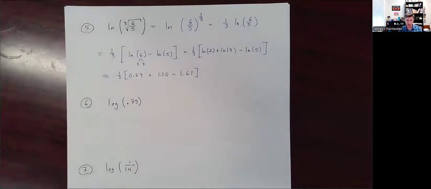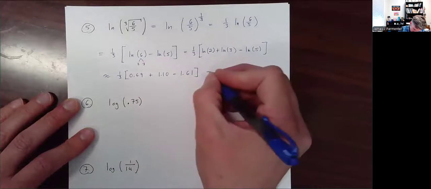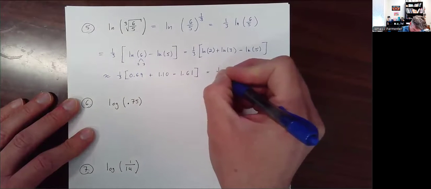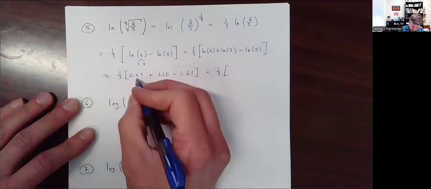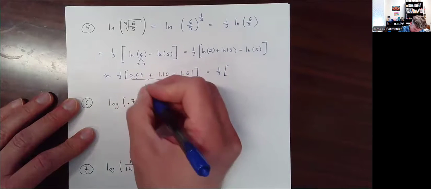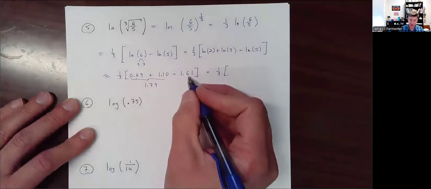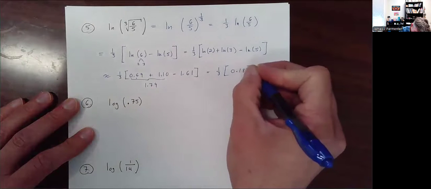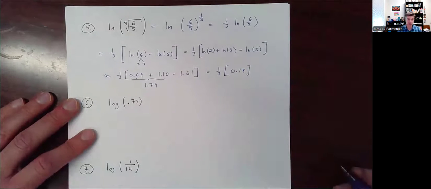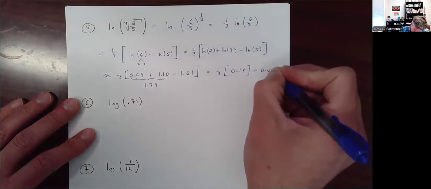Okay, let's see what we get. Make sure I got that right. Yeah, that's right. So we're going to end up getting 1/3 times 1.1 plus 0.69 is going to give me 1.79. And if we subtract 1.61 from that, we're going to get 0.18. 18 divided by 3 is 6, so 0.18 divided by 3 is 0.06.